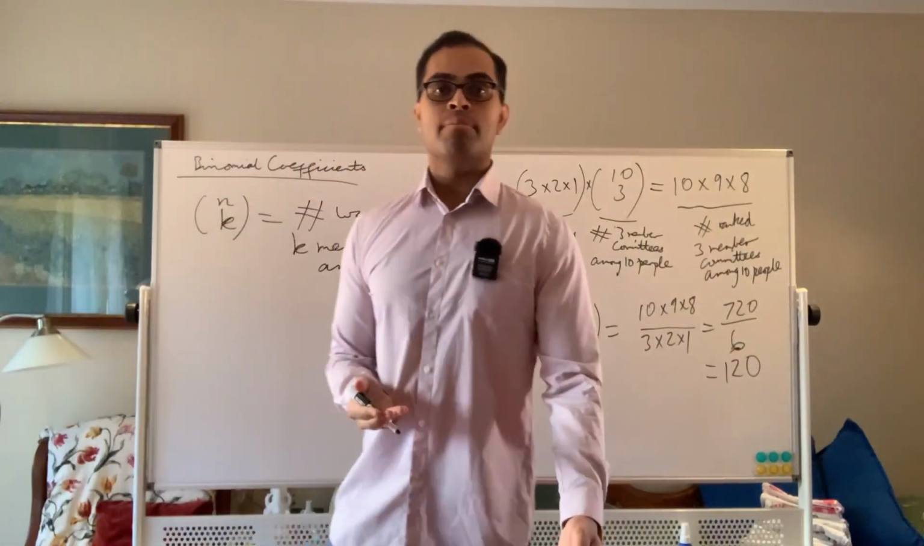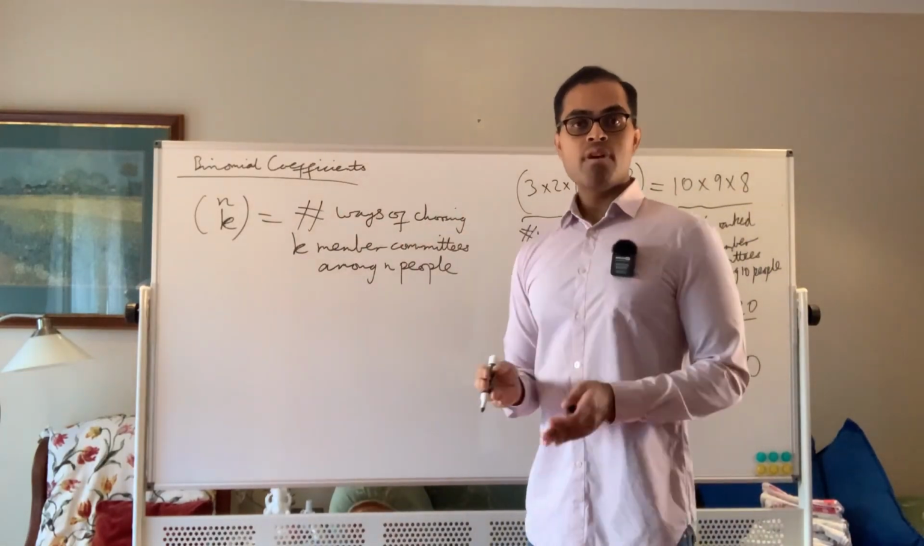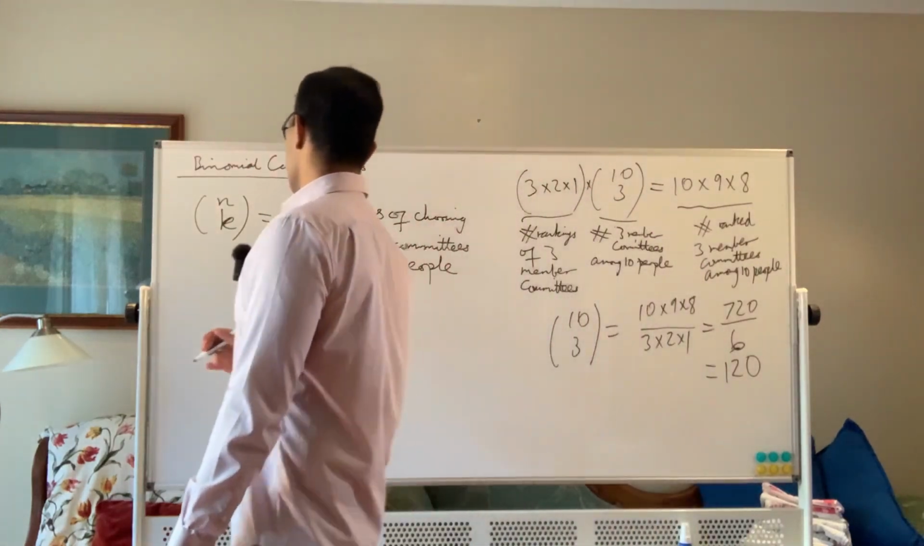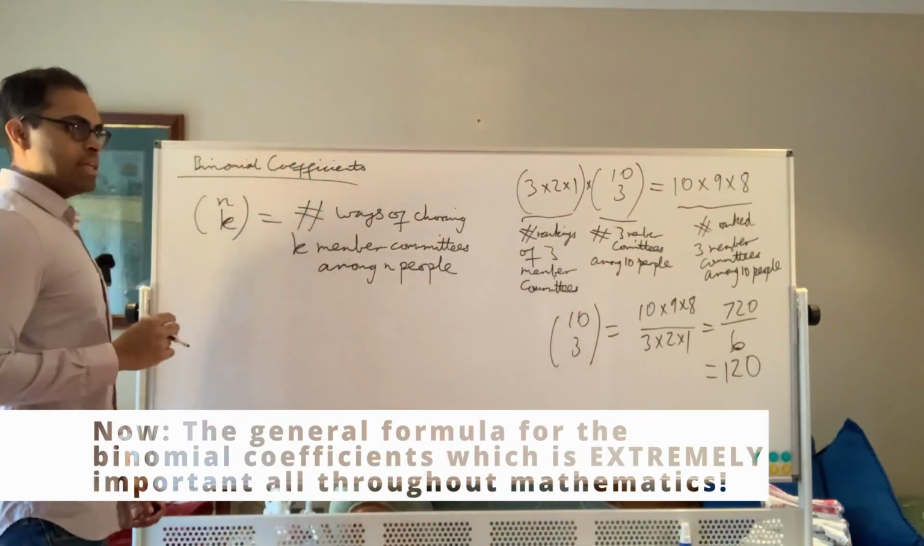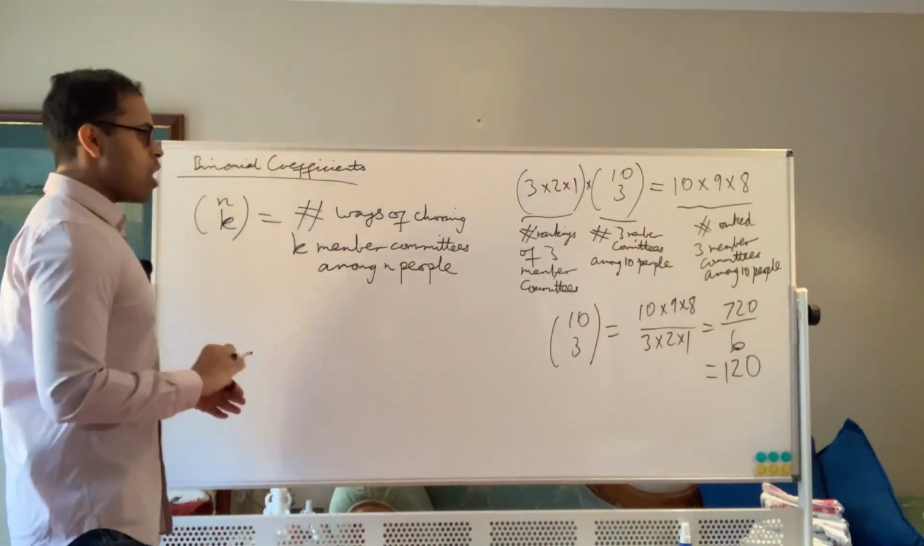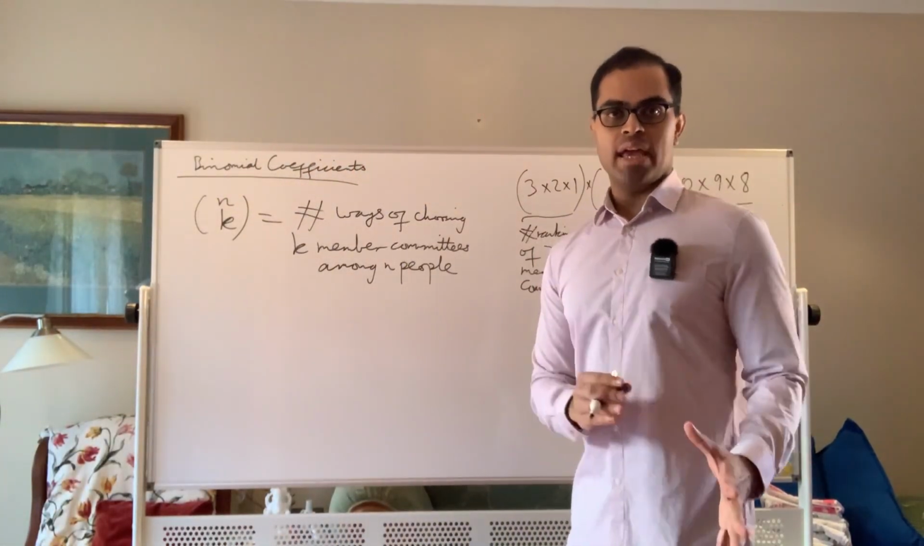So here n and k can be anything. So we just figured out n is 10, k is 3. The number of ways of choosing 3-member committees among 10 people. So we want a formula for this. So we're going to do it in the same way as earlier. We're going to first find out how many ways there are of choosing k people in rank among n people.